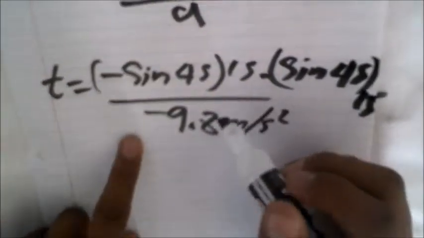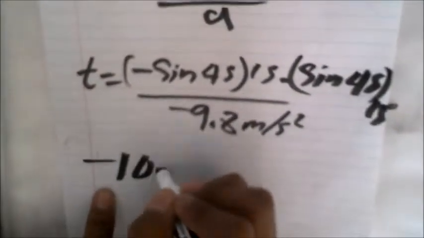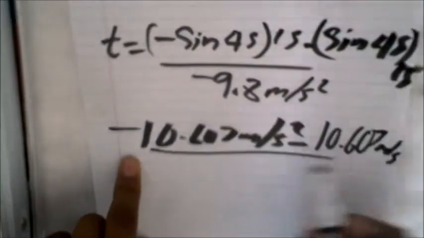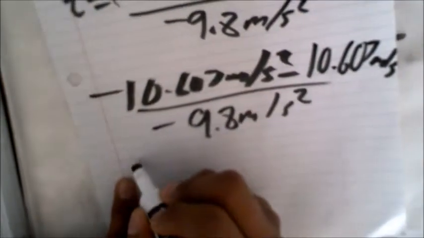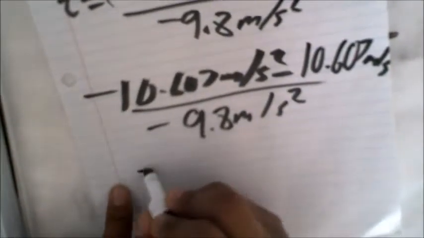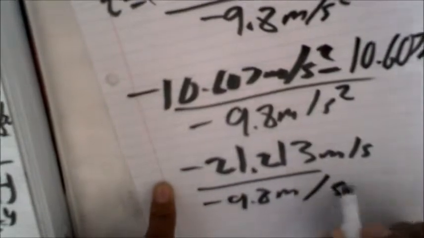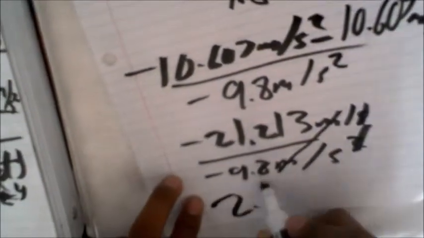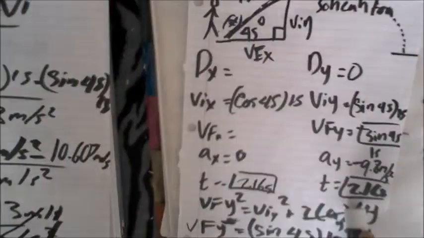These ones are both meters per second. I'm gonna punch this in the calculator, and this one also, which means they're negative 10.607 meters per second minus 10.607 meters per second, divided by negative 9.8 meters per second squared. When you add them together, you get negative 21.213 divided by negative 9.8 meters per second squared. When you divide them, the meters per second cancels out, so you're left with seconds. Negative divided by negative is positive, so it's 2.16 seconds. So that goes in here, 2.16 seconds, and since they're connected, this is also 2.16 seconds for the x side.